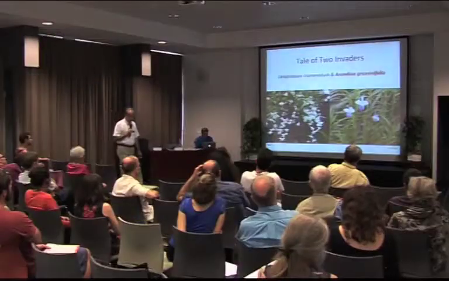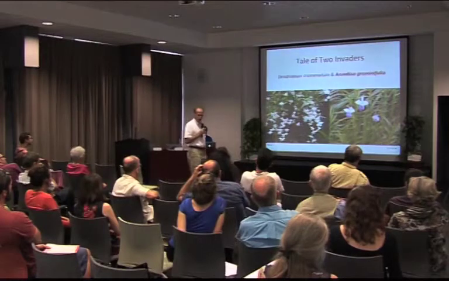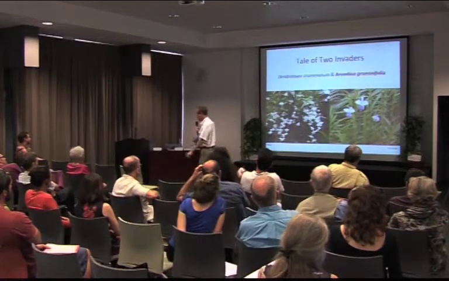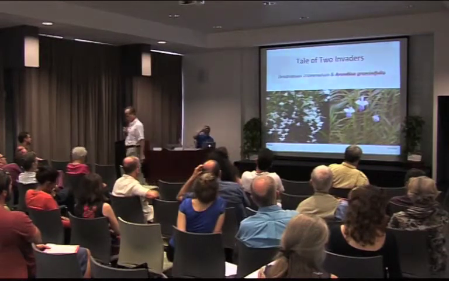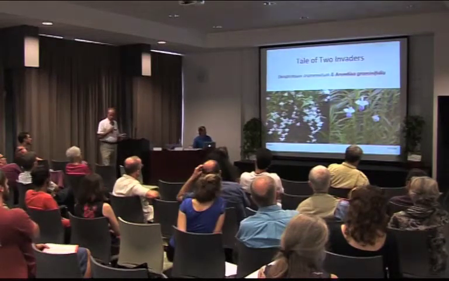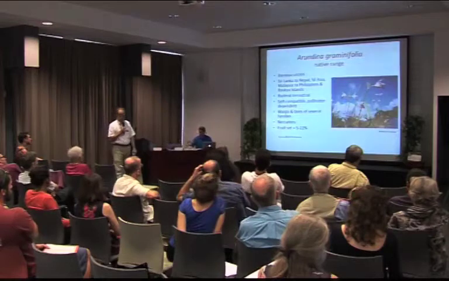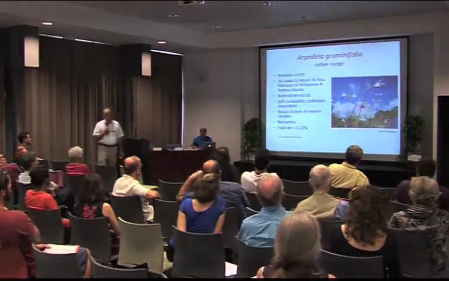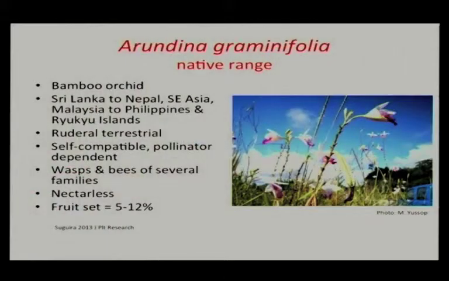Okay, so that's the tale of one species. Now here's the tale of the other species, and that is the bamboo orchid, Arundina graminifolia, and its native distribution is actually very similar to that of Dendrobium crumenatum. But this is not an epiphyte, it is, as you've heard before, a terrestrial species, and it is self-compatible, and as Bob says, it does not offer any pollinator reward.